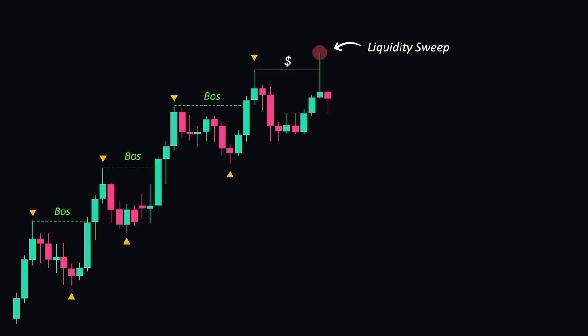This reversal is later confirmed once we get a break and close below this low, which is called a change of character plus. It happens when price fails to create a new high and then breaks the swing low to the downside. This tells us that buyers have failed to defend their positions and sellers are now in control.